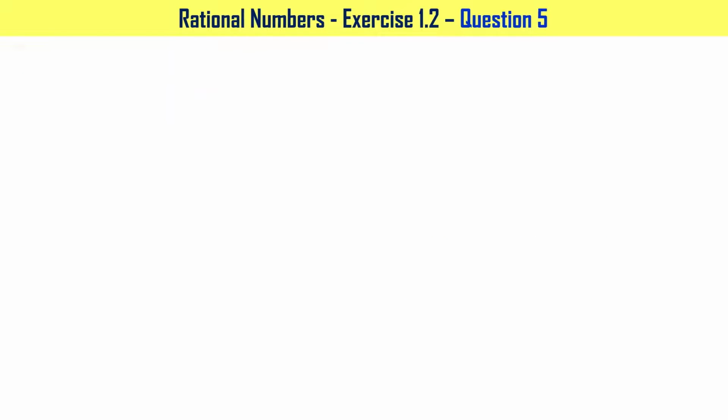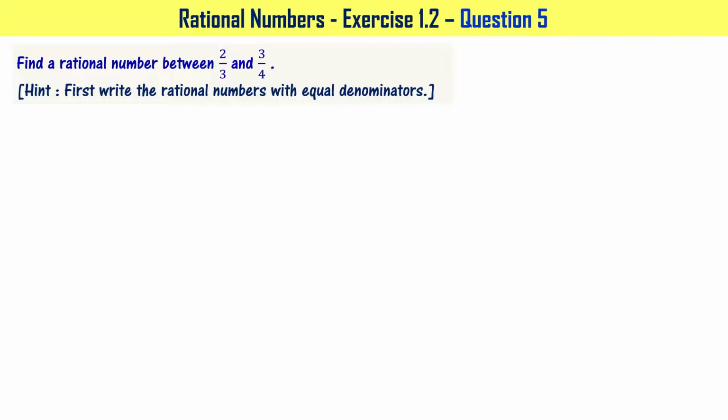Now let's look at another question, question number 5. Find a rational number between 2/3 and 3/4. Here the hint is given. First, write the rational numbers with equal denominators. We want to convert these two numbers into different rational numbers such that their denominators are going to be the same, right?